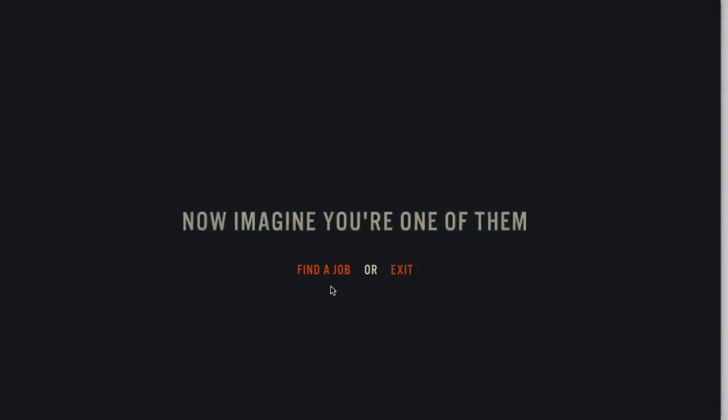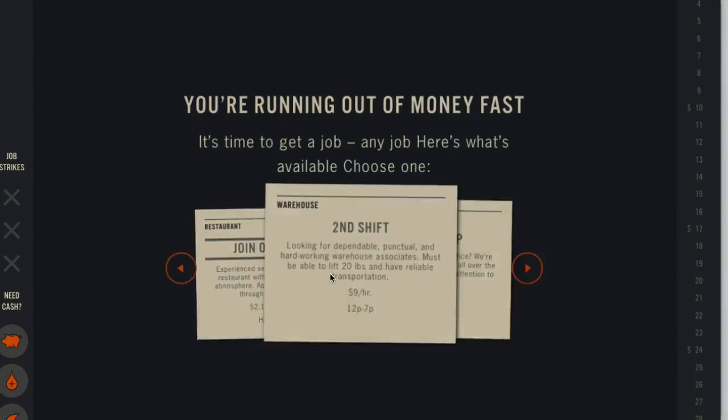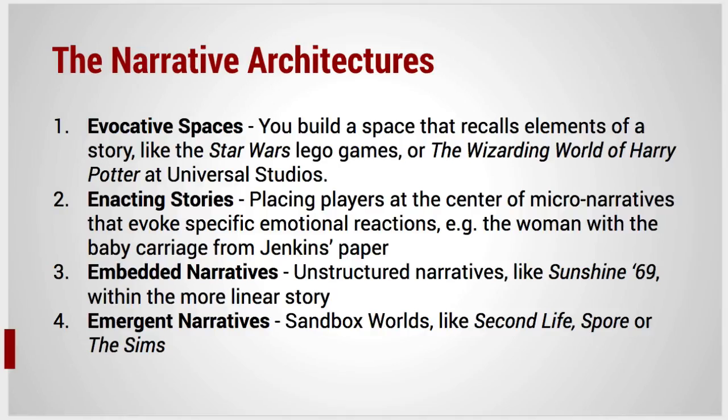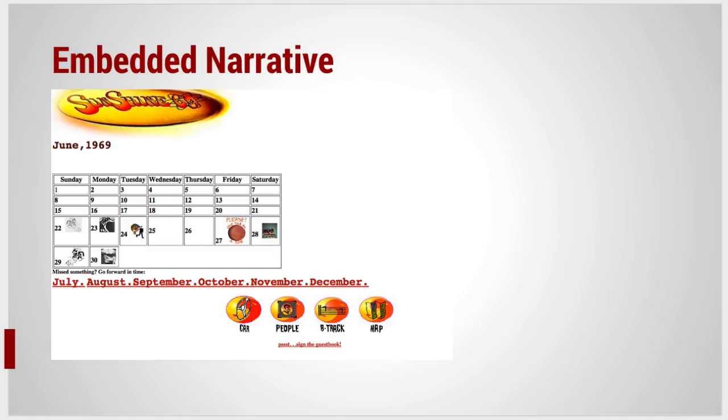As the player, I make the choices that move any sense of narrative forward. Embedded narratives, which are unstructured narratives like Sunshine 69, which we'll look at in week 4 if you haven't already, are part of a linear story that's been scattered and is experienced out of order or non-linearly. So in these types of stories, the story is already fixed and finished.